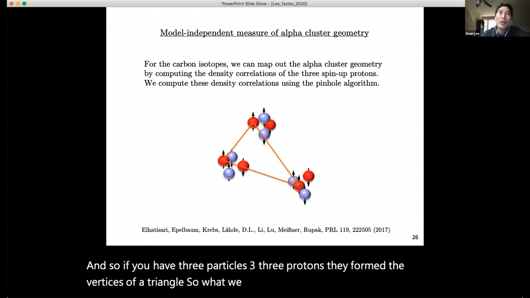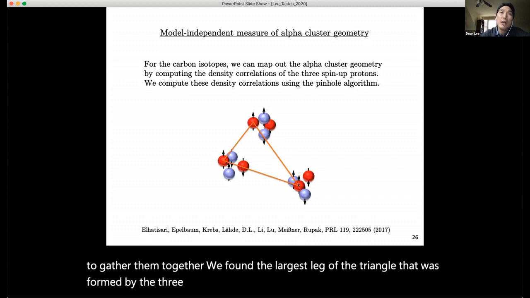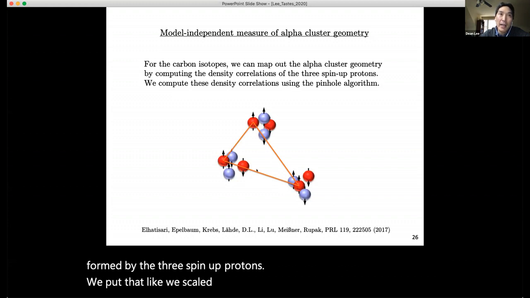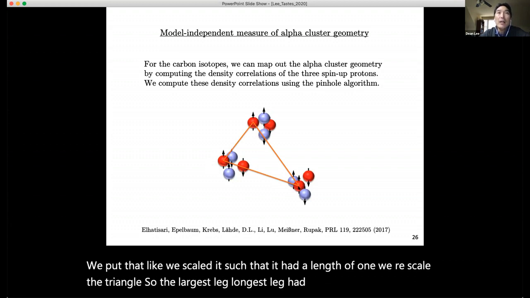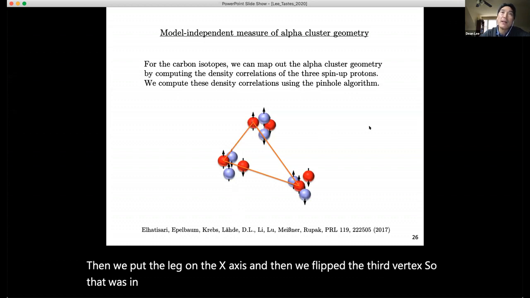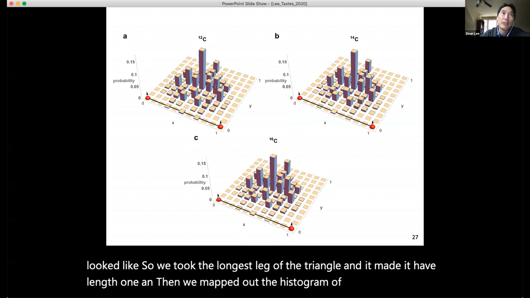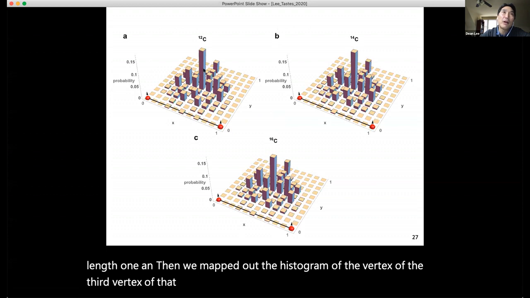So what we did was to gather all this data together. We found the largest leg of the triangle that was formed by the 3 spin-up protons, and we rescaled the triangle such that the longest leg had length 1. And then we put the leg on the x-axis, and then we flipped the third vertex so that it was in the upper half plane with y greater than 0. So this is what it looked like. We took the longest leg of the triangle and made it have length 1. And then we mapped out the histogram of the third vertex of that triangle. And this is something like what we saw here.